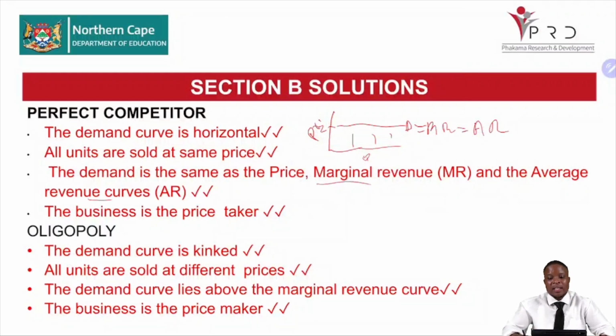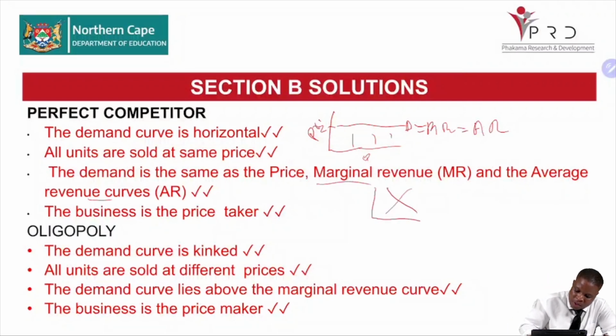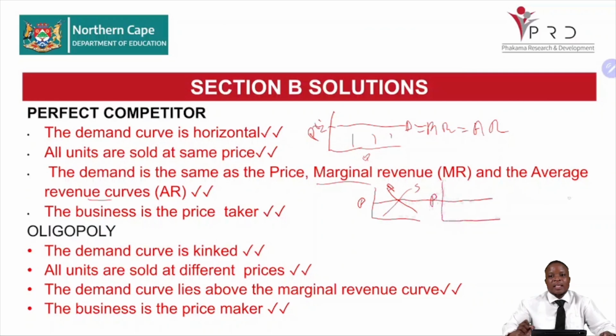And the business is a price taker. Where do they take their prices? They take their prices from here. What is this? It is the market. Right? They take price from the market and they charge the same price that they take from the market. They are the price taker. They take their price from the market.